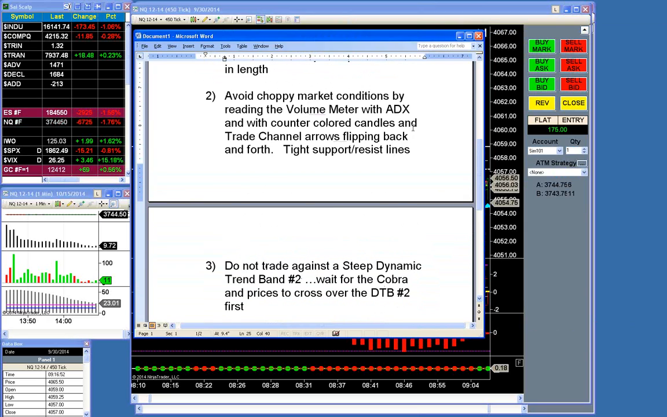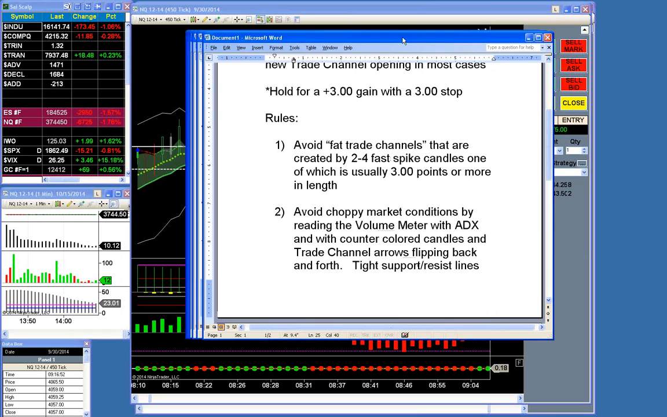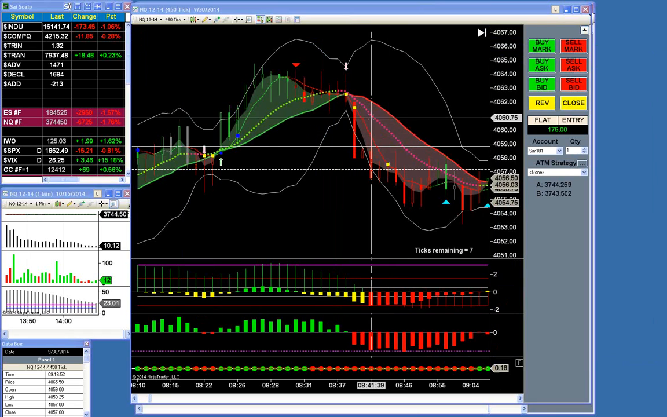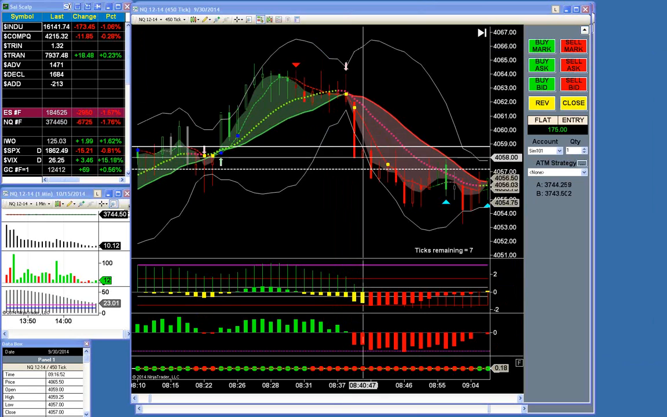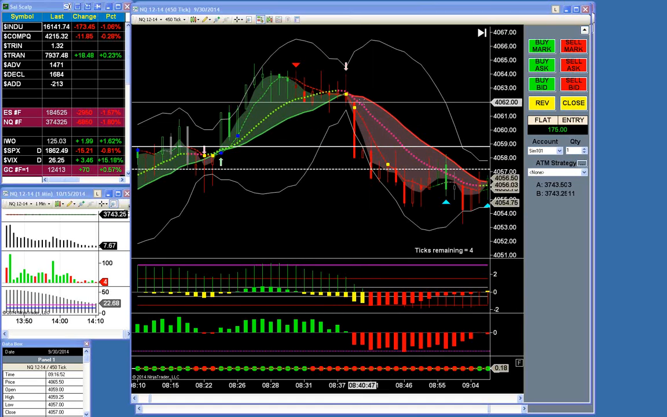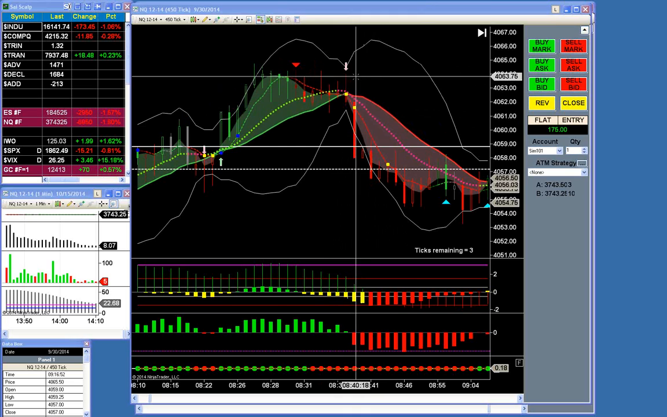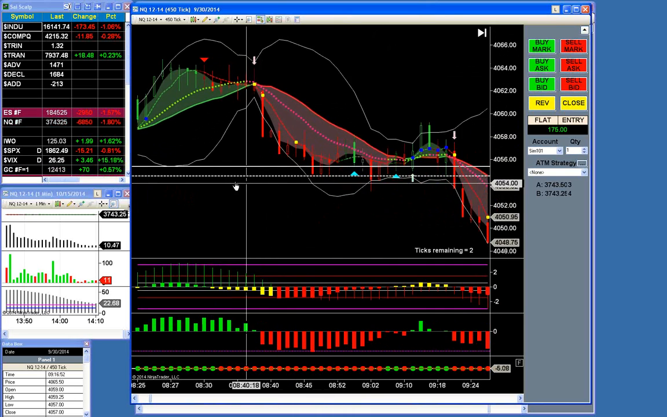Oh, sorry, wrong rule. Avoid the fat trade channels that are created by 2 to 4 fast spike candles, one of which is usually 3 points or more. You just automatically condition yourself. When you see a spike candle like this, you go, whoa, whoa, whoa. You just back off. Here's a second one. You don't want this. Now you're 3 candles away from the trade signal line or the trade channel opening. That's okay. Next. You've already made a bunch of winning trades.